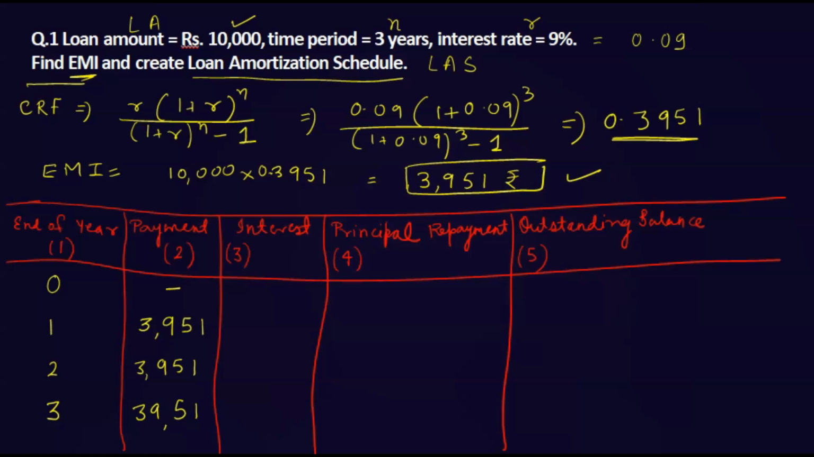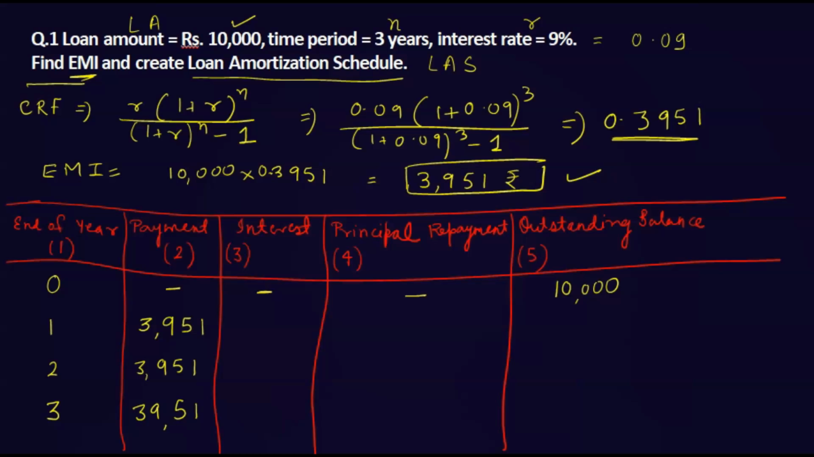Then interest. In the beginning there was no payment, so interest and principal repayment both will be 0. Then outstanding balance. In the beginning the loan amount was 10,000, so balance is 10,000 only. Initially the balance is 10,000 only. Okay, so it is 10,000. Now the main thing starts.